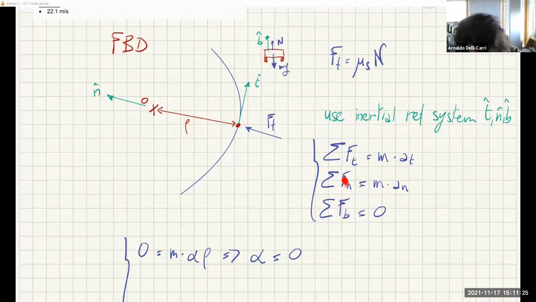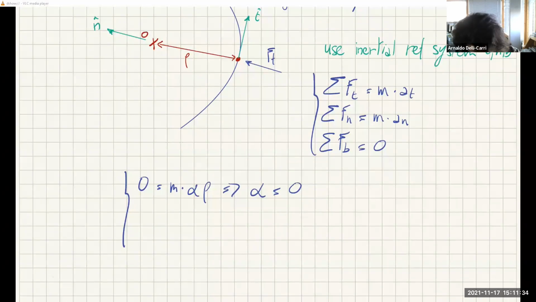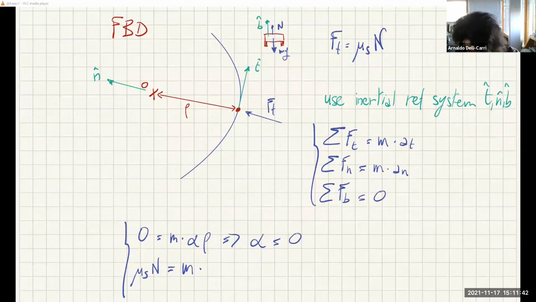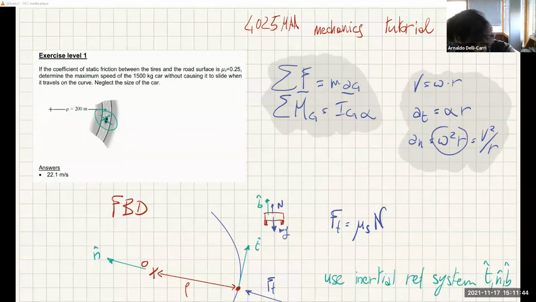So let's check how many forces we have in this direction. It looks like we only have this, which is exactly in the same direction as n. So this is positive. So we have mu s times n equals mass times normal acceleration. Now the normal acceleration is either this one or this one. Now, of course, since we want to find the information on v, determine the maximum speed that we need.